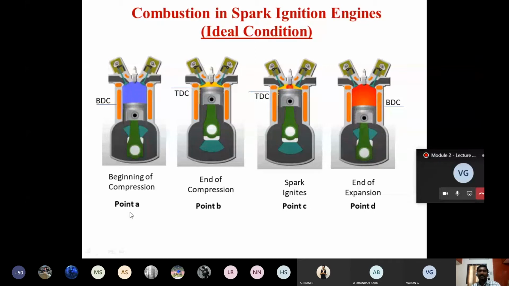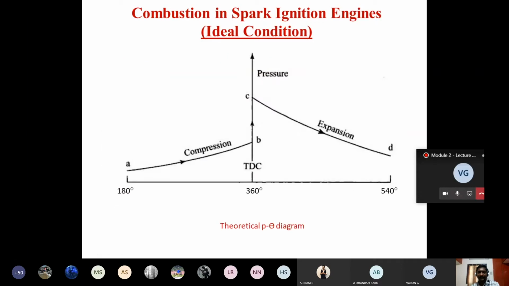So in the theoretical P theta diagram, this is a theoretical condition, under the ideal case we are discussing. There are 4 points: point A, point B, point C, point D. Point A is the beginning of compression. Point B is the end of compression. Point C is the moment the spark is introduced in the combustion chamber. Point D is the end of the expansion process. All these 4 we are going to represent in the P theta diagram, under the ideal condition.